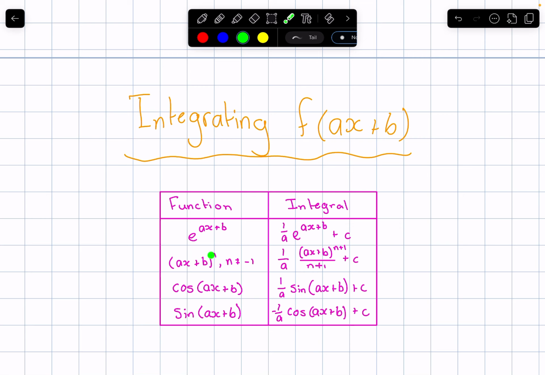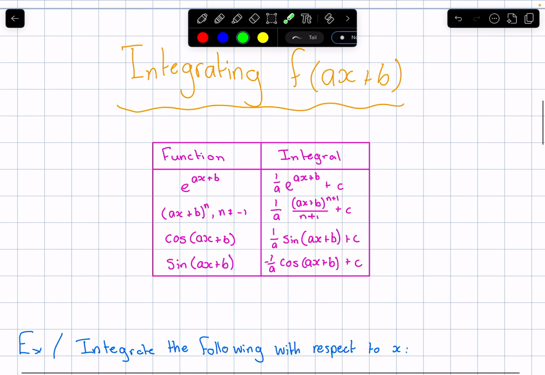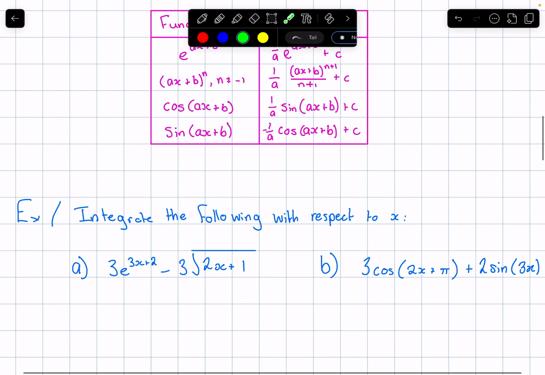Ax plus b to the power of n, raise the power by 1, divide by the new power as such, and divide by the a value. Cos of x went to sine of x, now I'm dividing by the a value. Sine of x went to negative cos of x, now I'm dividing by the a value. So it's simple, it just makes it a little bit more complicated in terms of the fractions that we end up with, but the rules themselves actually stayed the same. So let's have a look at some examples.